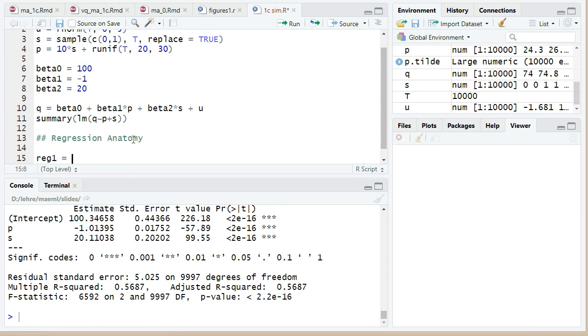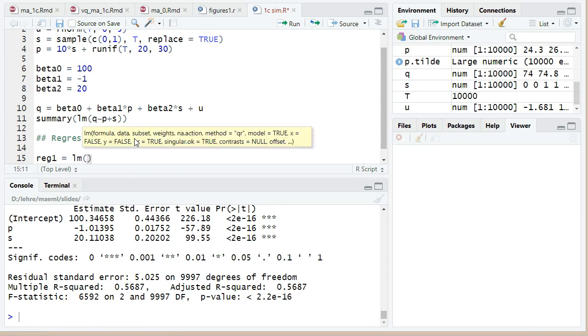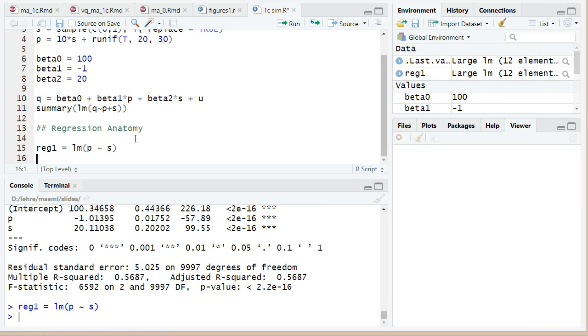Now in the regression anatomy, we would first run a regression, which I save as reg1, of the explanatory variable we are interested in, so that would be the price, on all the other explanatory variables, so that's only S in this example. I run this, so basically that's the following estimation. P is equal to alpha 0 plus alpha 1 times S plus some error term, which I call eta here.